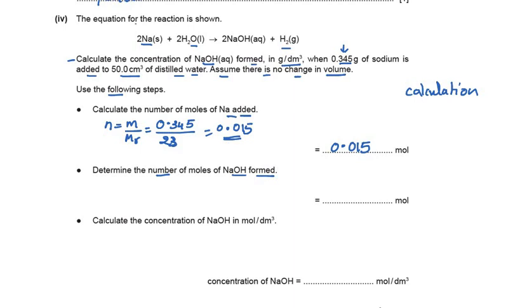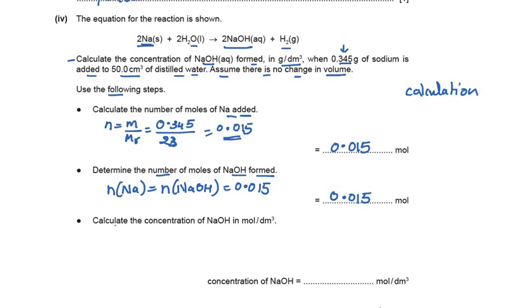Now determine the number of moles of NaOH formed. Let's look at the equation. How does it work out? If we look at the equation, it says that 2 moles of sodium is required to form 2 moles of sodium hydroxide. So in that case I would say that the number of moles formed of sodium hydroxide is the same as sodium. So I'll just write in the bracket here that the moles of sodium is equal to the moles of sodium hydroxide, and that is 0.015 moles. So I'll be writing that on the dash again.